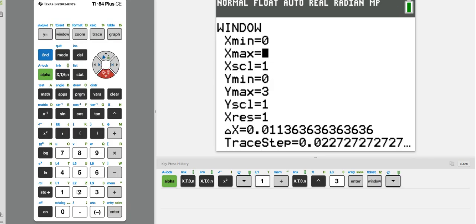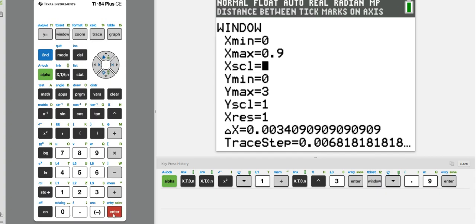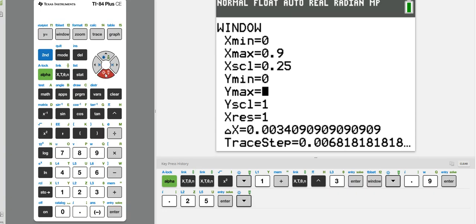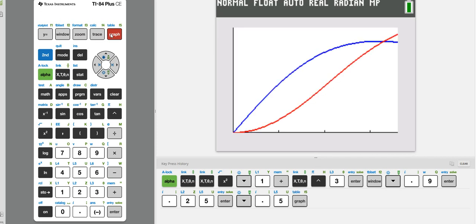0 to 0.9 on the x-axis. If you want, you can make x scale something a little bit more reasonable, like maybe 0.25. That way it gives you a better sense of where you're at. On the y-axis, 0 to 0.5 should be pretty good. And then hit the graph key. Great. So a pretty good representation of what we got.